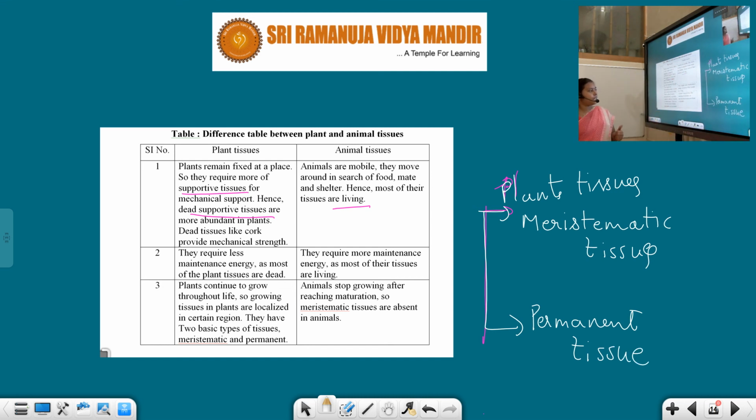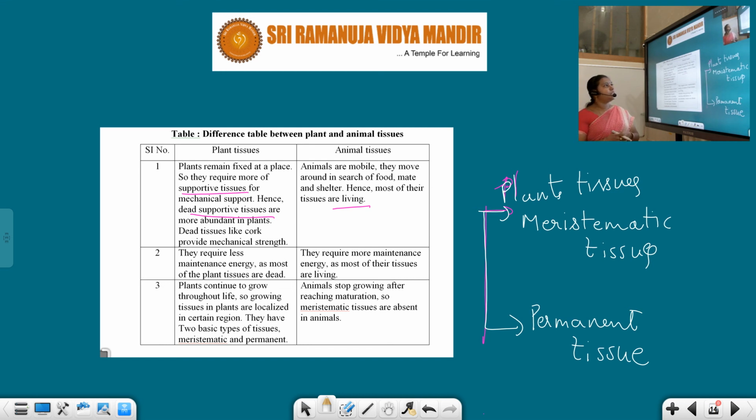Now let us see in the animals. Animals stop growing after reaching maturation. So meristematic tissues are absent in the animals. Animals stop growing at a certain age. They can't grow throughout the entire life cycle. Meristematic tissue is found only in plants. The reason is that plants need to show growth throughout their life cycle, but animals are not like that. In animals, the growth is up to a certain age. Beyond that age we can't grow.